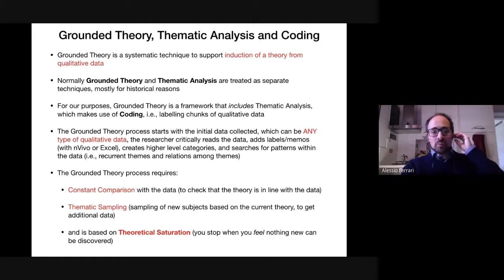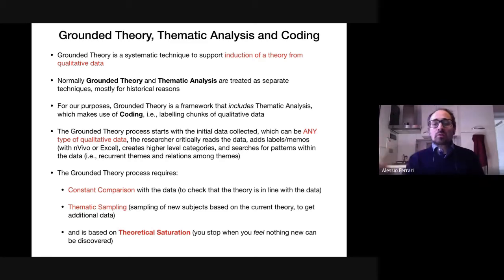We will see examples. The grounded theory process starts with the initial data, as I described, which can be any type of qualitative data. The researcher critically reads the data after having collected them and adds labels and memos. How does he do this? There are tools. One is NVivo, a commercial tool for doing these activities of coding, but often you just resort to Excel.